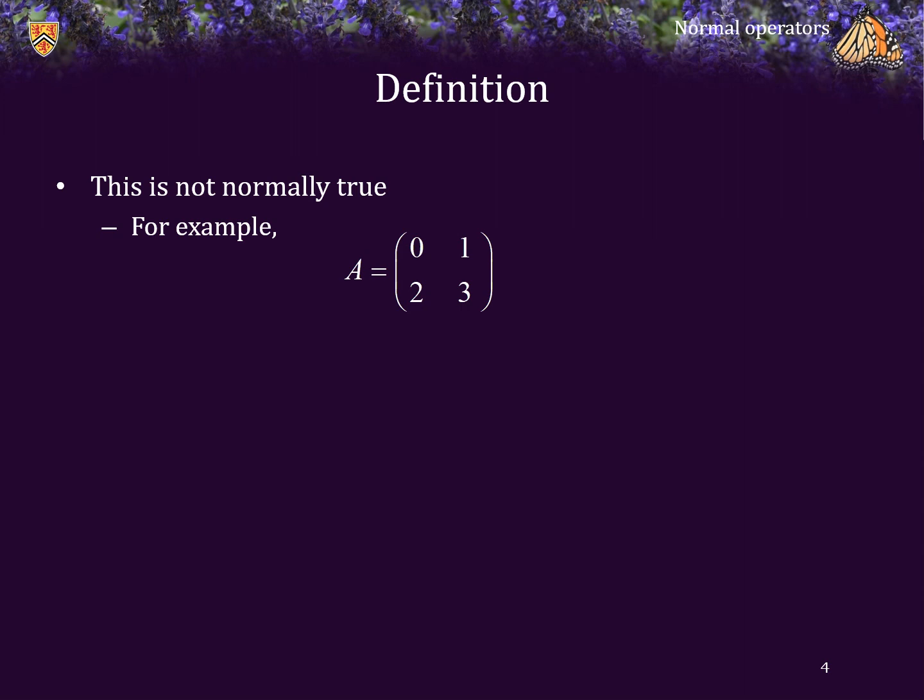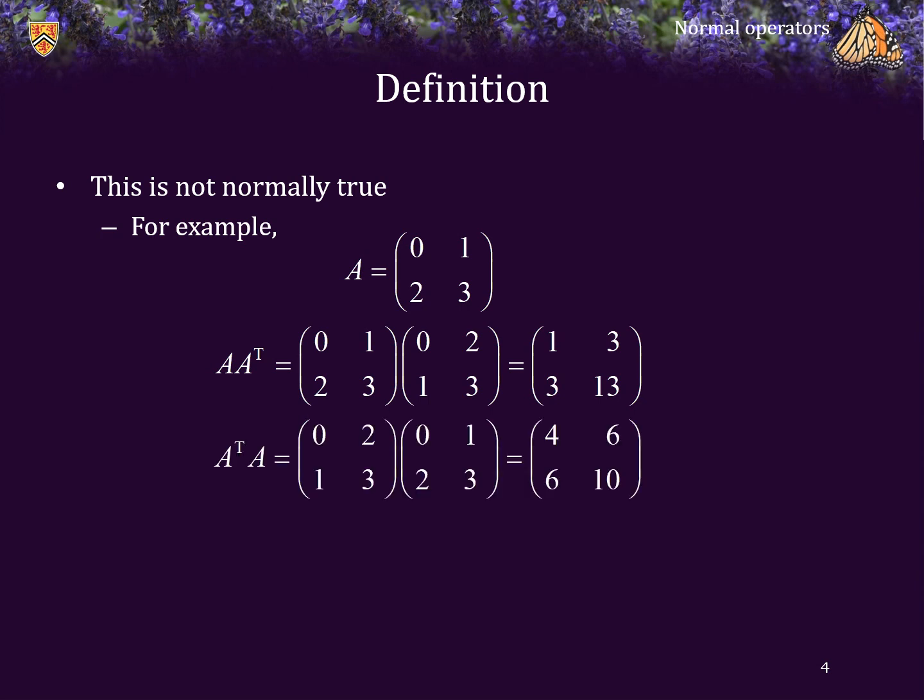For example, here's a very simple matrix. A is the square matrix 0, 1, 2, 3. If we calculate A times its adjoint, and for real matrices the adjoint is the transpose, so A times A transpose is the matrix 1, 3, 3, 13. However, if we calculate A transpose times A, we get the matrix 4, 6, 6, 10. Now, you'll notice that both A times A transpose and A transpose times A are symmetric. However, they are not equal.